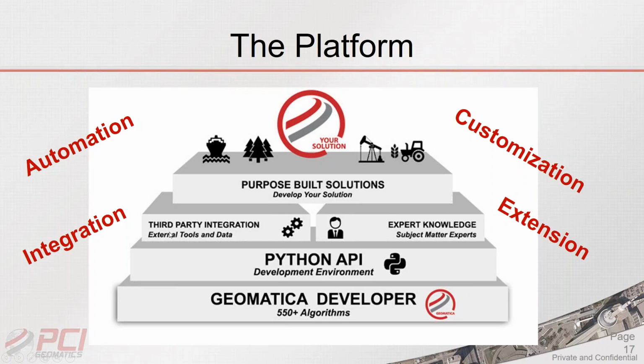And we can do things like integrate third-party tools. Maybe there's some functionality somewhere else that we need to use. We can use expert knowledge, and then based on all of that, we can build specific solutions. In this case, we've actually developed HAP ourselves as a solution for correcting historical air photos. So the solution at the top of this pyramid, which is made possible by everything underneath it, is the historical air photo processing software.